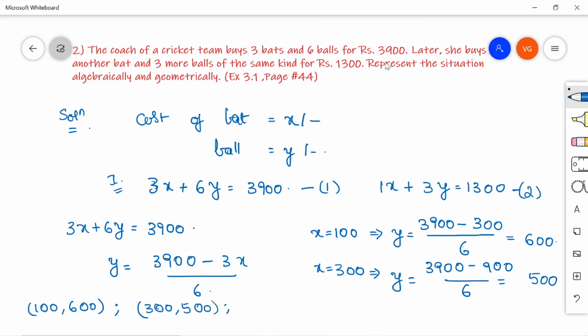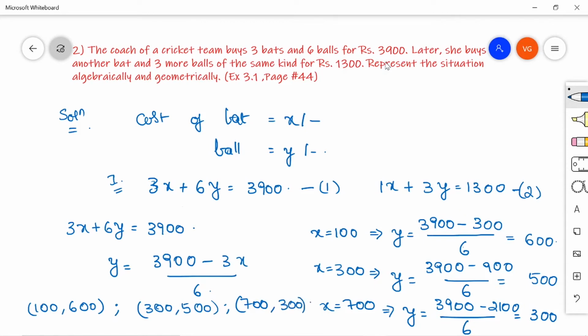Similarly, you take another point also. Let us take x is equal to 700. Then y will become (3,900 minus 2,100), 7 threes, right? Divided by 6. Here we'll get 300, right? So the third point we are getting is (700, 300). So these three are the points that are satisfying the first line equation.